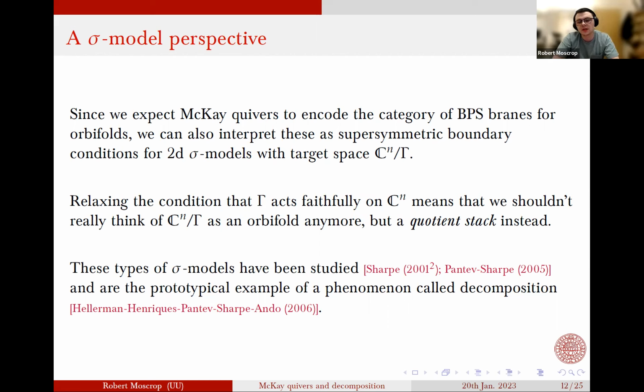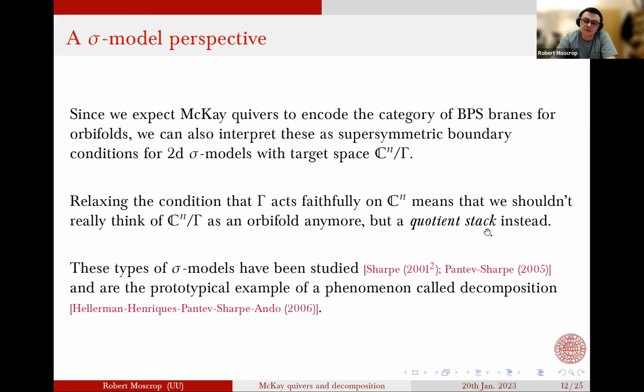Whereas if I went to the effective orbifold, so if I was quotiented by, say, gamma modulo the kernel, I'm never going to see the kernel. So the fact that the quotient stack will always see all of gamma is kind of attractive from the McKay quiver point of view, because the McKay quiver will always see all of the representations of gamma, not just the quotient. So this is at least a hint of why this is the correct notion to think about here.